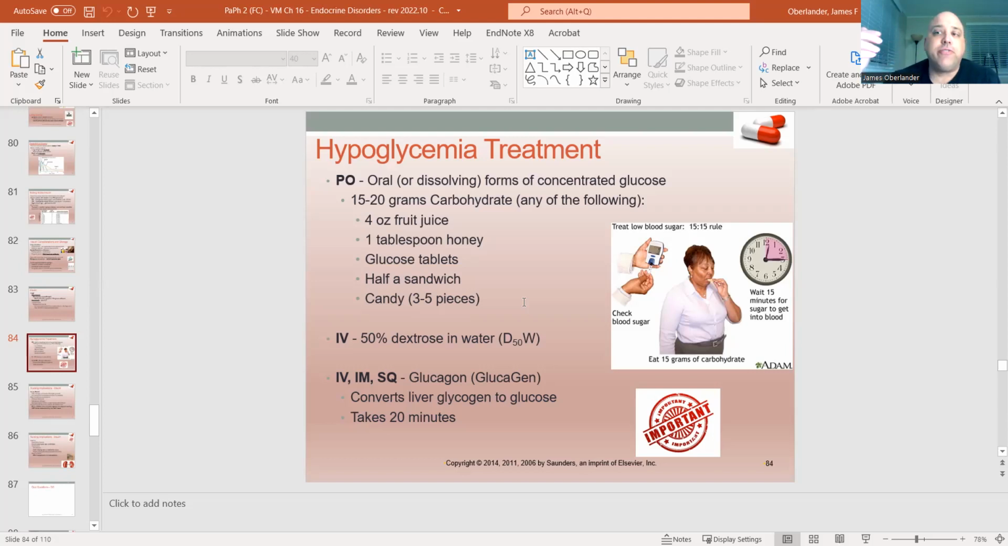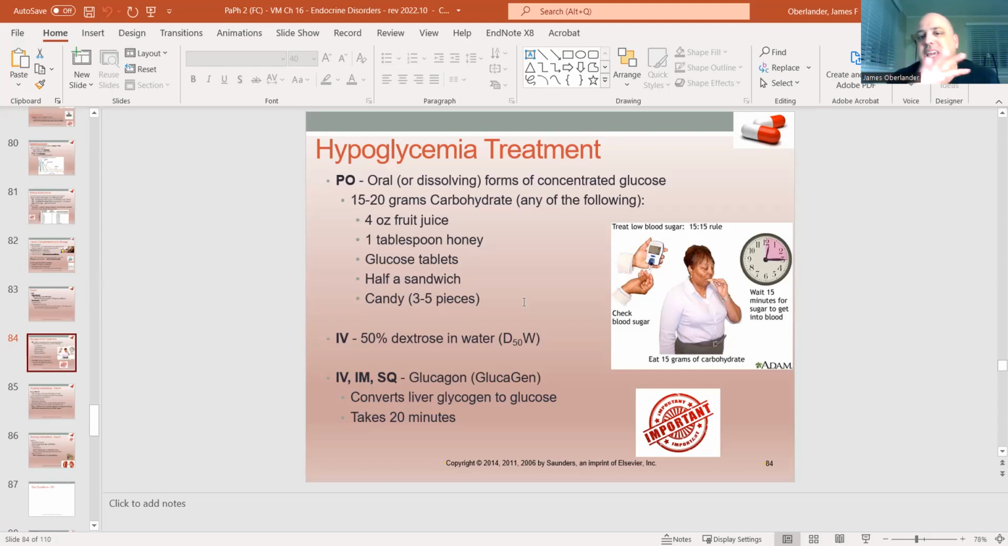Okay. Now, you could also do that IM. You could also do that sub-Q. Like if you're at home, people have glucagon shots. They're not IVs, they're sub-Qs or IMs, but people like sub-Q better. So, boom, we give a shot of glucose. Great. If they're able to eat, then we're going to use that route first. It's easier to manage, easier to control.